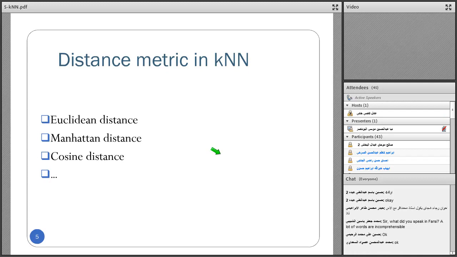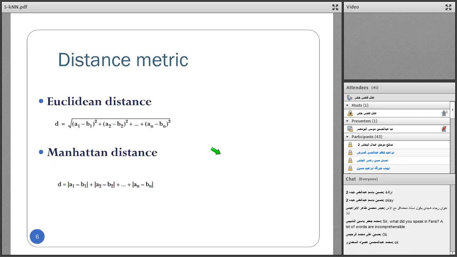Okay, in the KNN, we are calculating the distance of the test data from the training data. And we can calculate the distance with different formulas: Euclidean, Manhattan, and, for example, Cosine Distance. These are 3 different formulas for calculating the distance. This is the formula of the Euclidean, this is the Manhattan. These are 2 different formulas for getting the distance between 2 vectors.